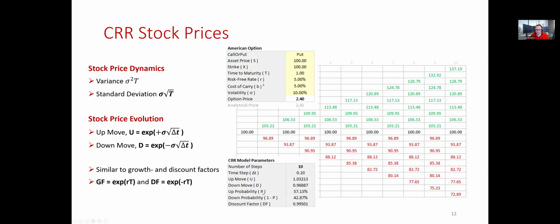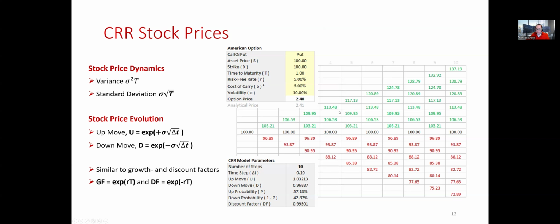The probability of an up move, using the formula from the previous slide, is 57.13%, and the probability of a down move is 1 minus that. And we have a discount factor of 0.99501. So those are the parameters coming out of the model, and that's everything we need to do the pricing.